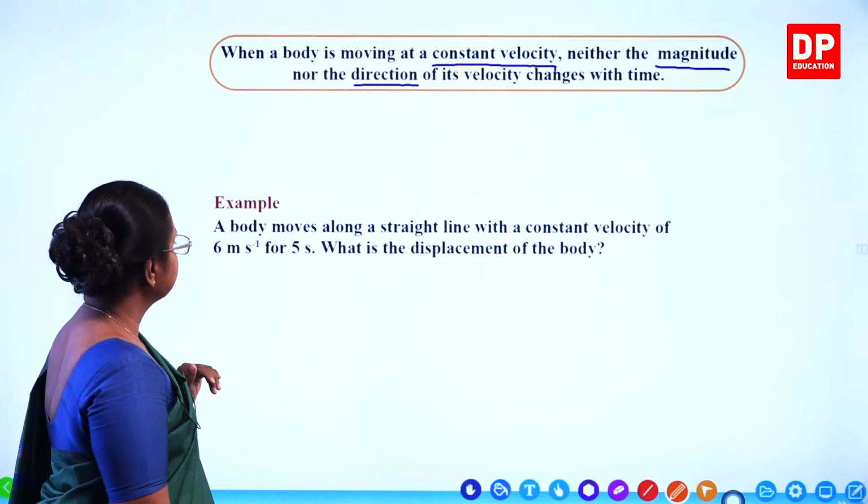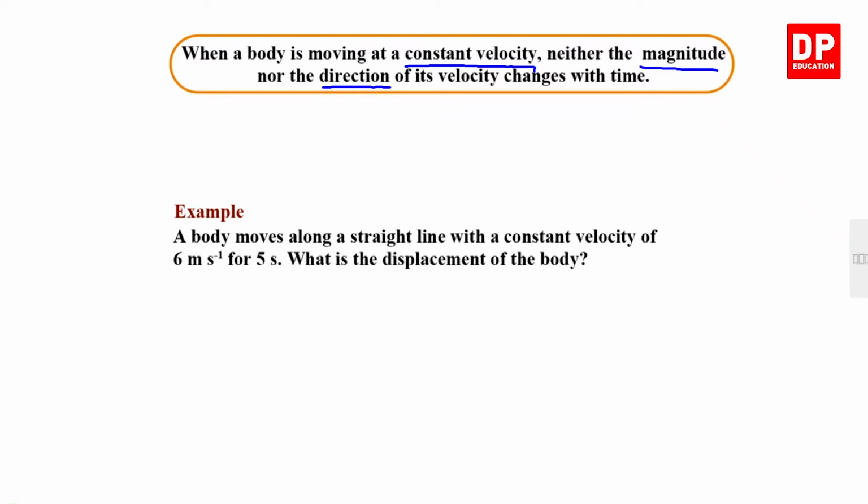If we look at an example, a body moves along a straight line with a constant velocity of 6 meters per second for 5 seconds. What is the displacement of the body?